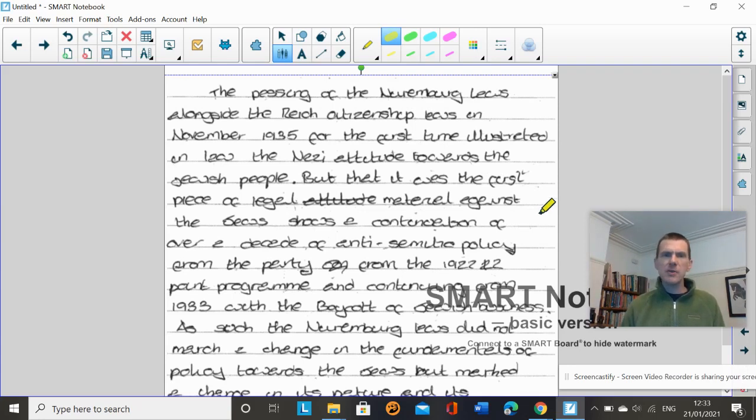The passing of the Nuremberg laws alongside the Reich citizenship laws in November 1935 for the first time illustrated in law the Nazi attitude toward the Jewish people.